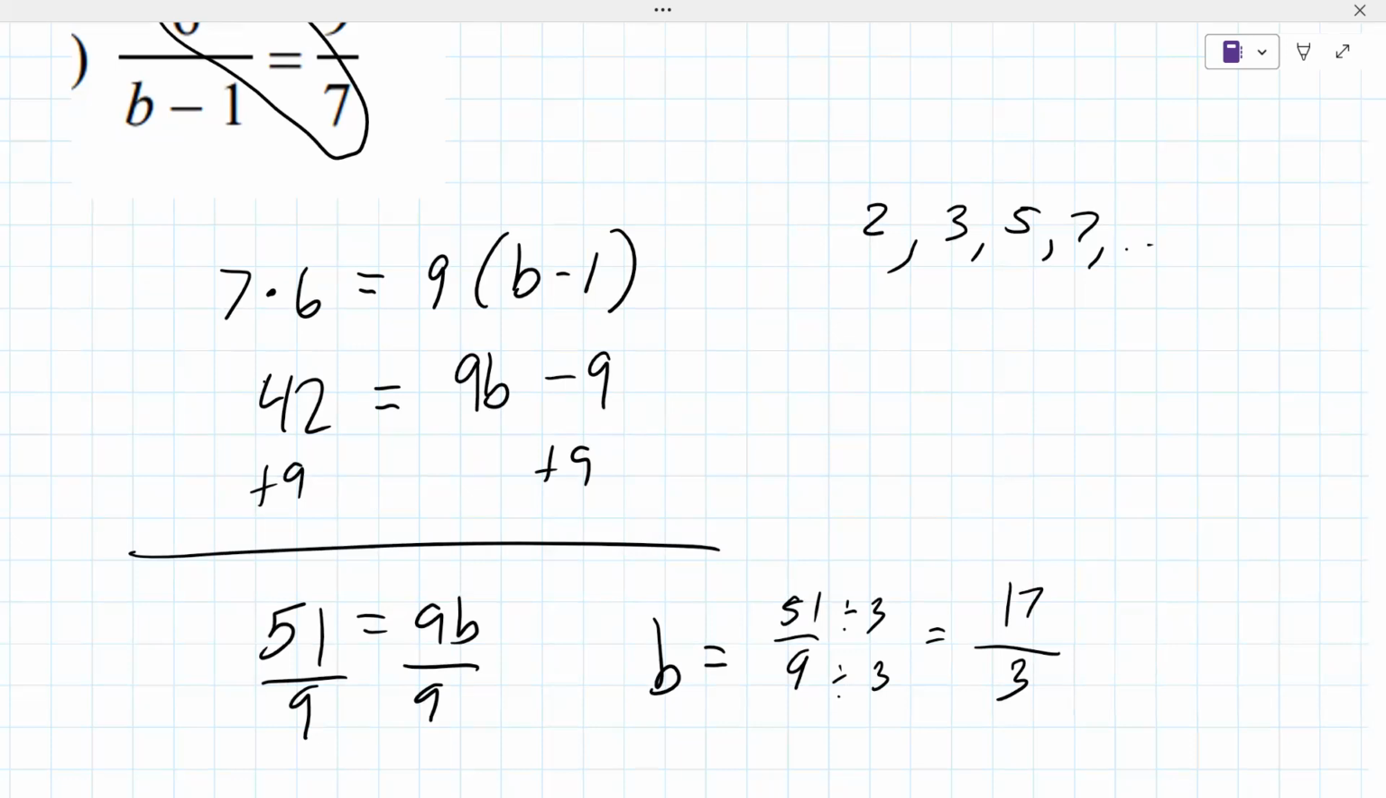Any questions on that before I have you try one on your own? No questions. Okay. This one works out nicely. It's a good one for you to try on your own here.